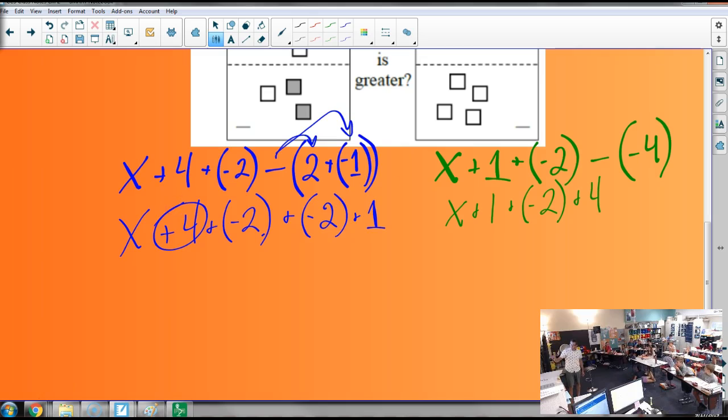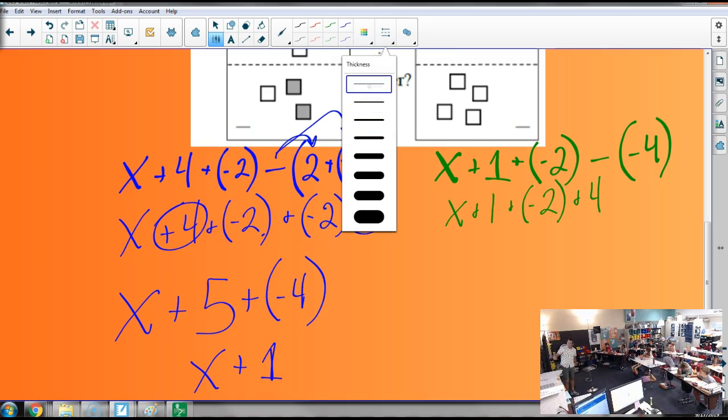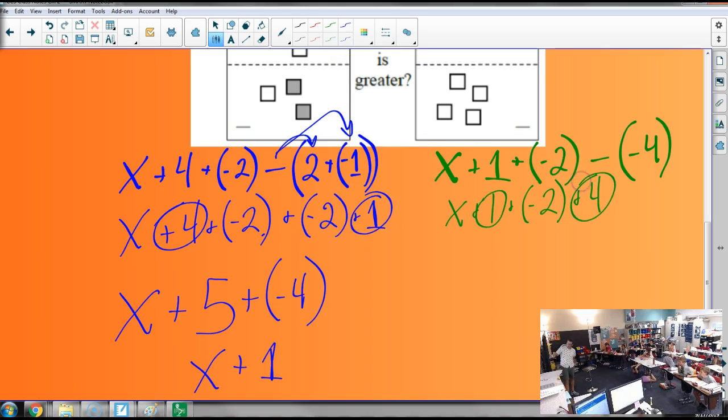When I go through, I get my positives together and my negatives together. So I have 5 positives, 4 negatives, and well, what's a positive 5 and a negative 4 going to simplify out to? A 1. And over here, my positives, positive 1, positive 4, so x plus 5 plus negative 2. X plus 3. We're writing this out in the longest way possible. I'm not joking. This is literally the longest process that we could take.